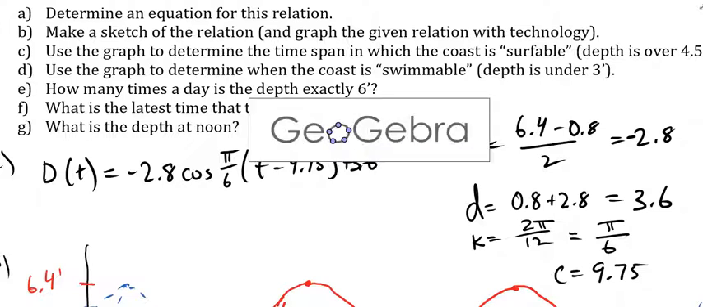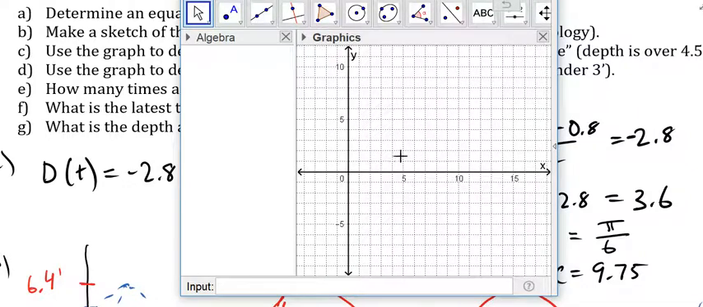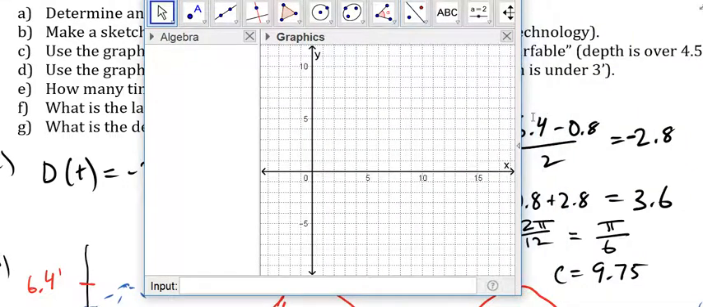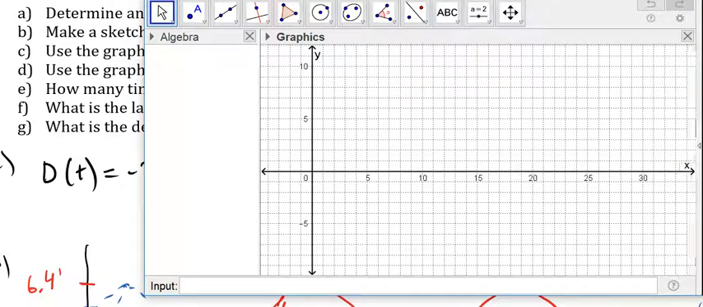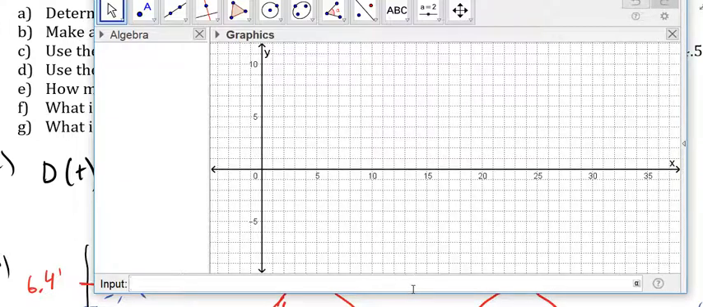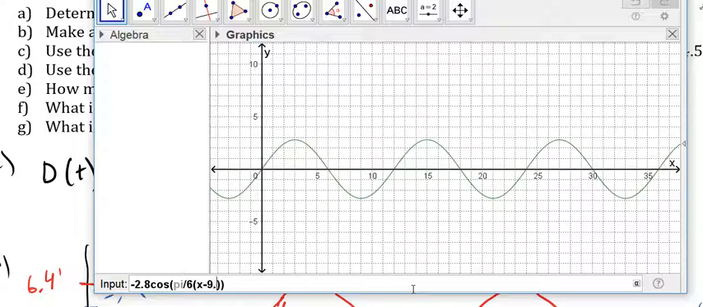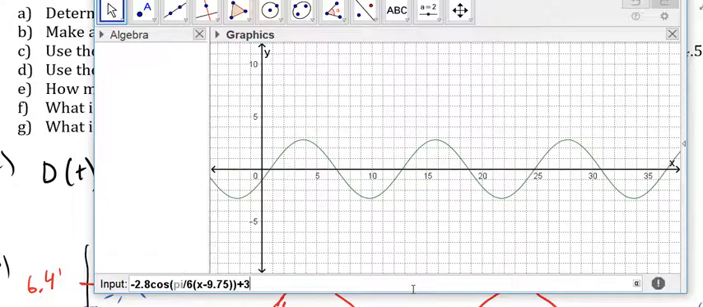Okay, I'm going to open up my graphing software and think about how I'm going to use it. First of all, I'm going to show about 24 hours or so. In fact, I can type this in. Let's see what happens. Remind me, because I can't see it: negative 2.8 cos bracket pi divided by 6 bracket again. It's t, but I'm going to use x in the program. x minus 9.75 bracket bracket plus 3.6.